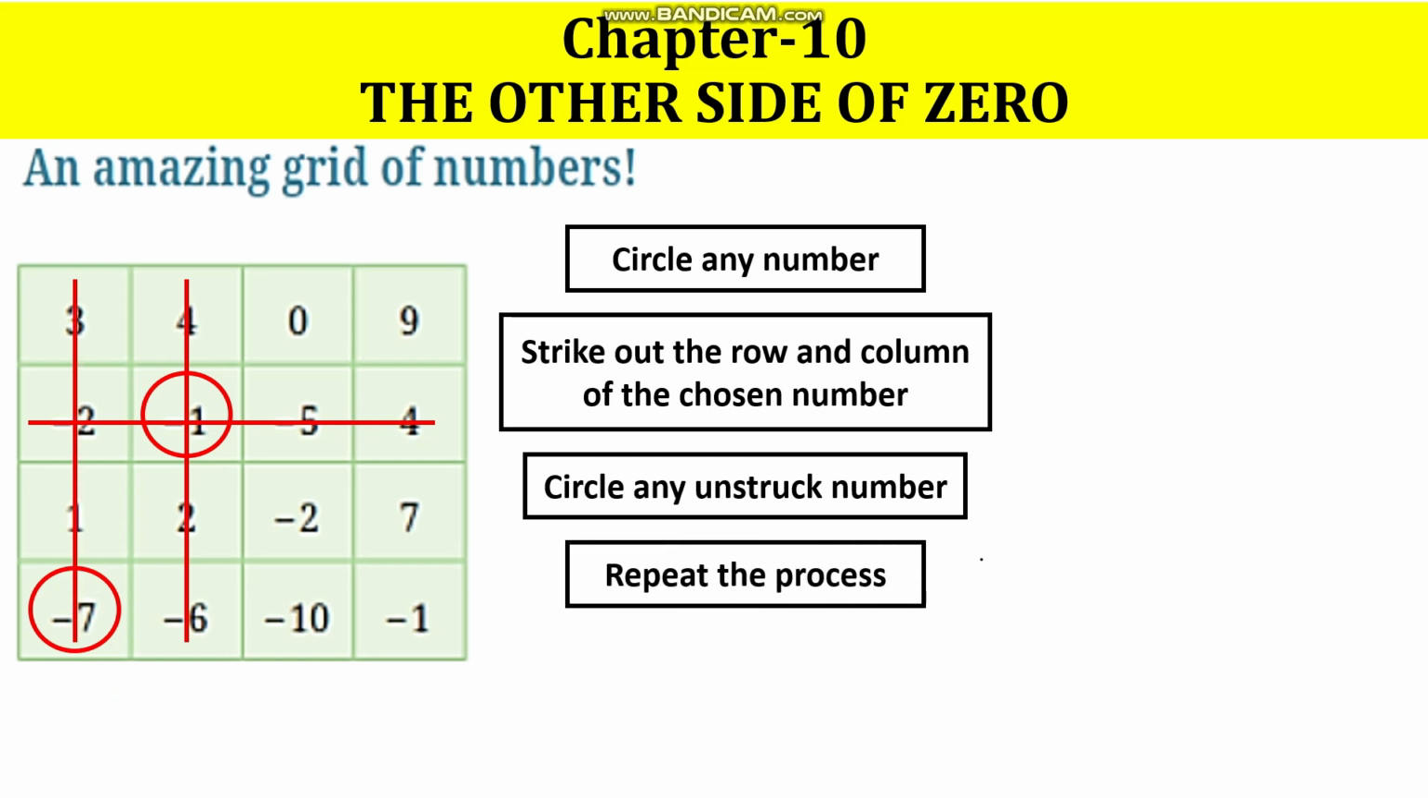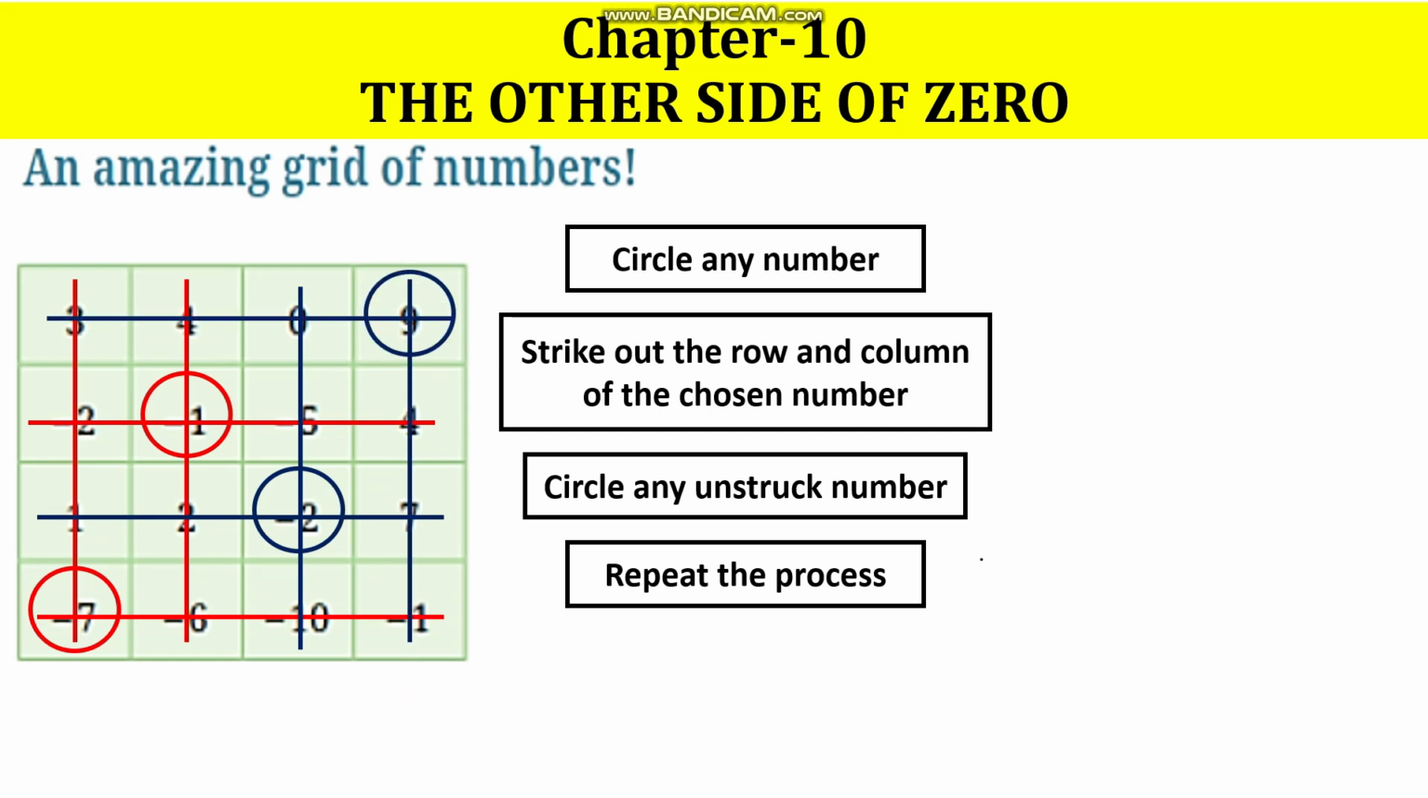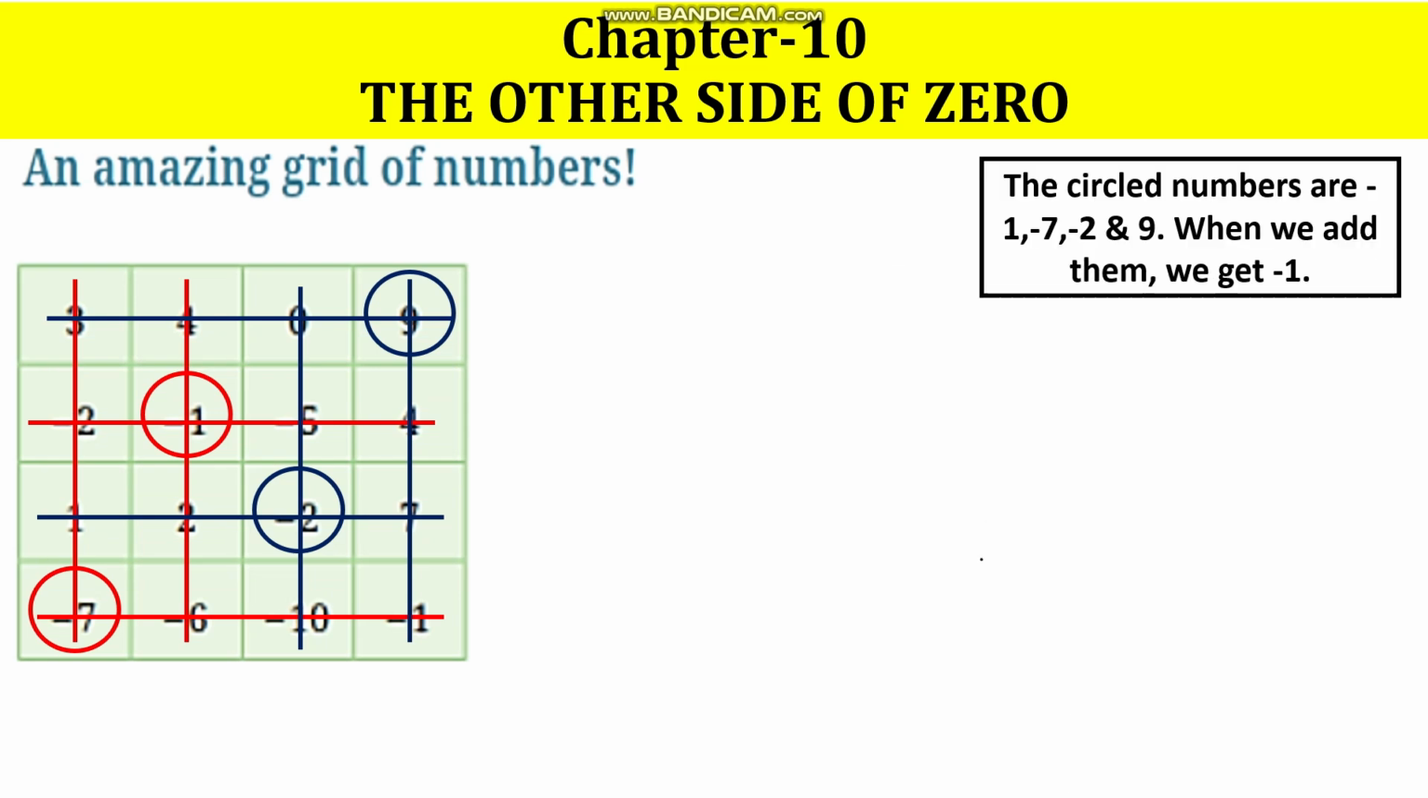We'll strike out the row and column of the chosen number. Now again we need to circle any number. Let it be -2, and again we will strike out the row and column. Now the last number which is left is 9, and again we will strike off the row and column of the chosen number. So now we will write down all the circled numbers, that is 1, -7, -2 and 9.